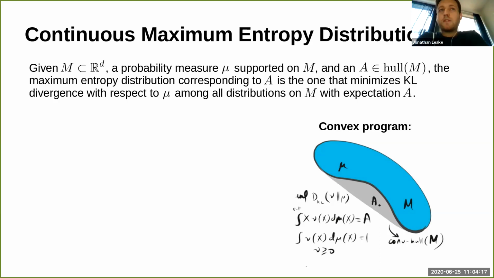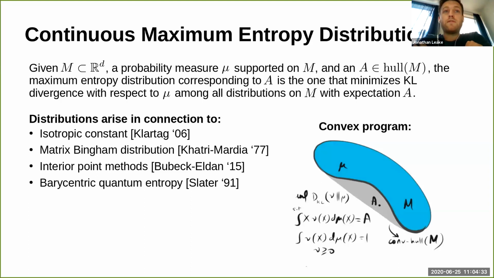The reason we call this a max entropy distribution is that one of the specific cases that has been studied before is when M is a discrete set and mu is the uniform distribution, and then this is exactly the distribution which maximizes entropy. In the continuous case, these distributions arise in connection to a number of things, sometimes implicitly, sometimes explicitly. In particular, I'll point out the interior point methods, where the entropic barrier function is very related to the dual of this convex program, and the barrier-centric quantum entropy, which we'll discuss on the next slide.